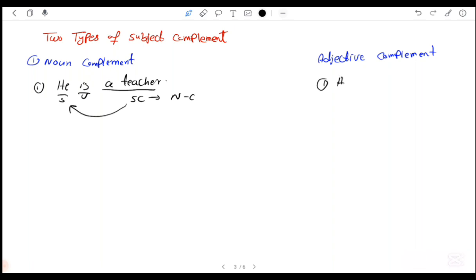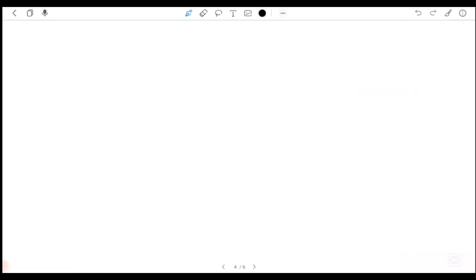And for adjective complement, we say he is happy, right? Happy means a person who is not sad. So this is subject, this is verb, this is adjective, functioning as subject complement. So this is adjective complement. It talks about the subject again. Hope you understand this part. If you don't understand, it does not matter. In the future, we talk about that, right?